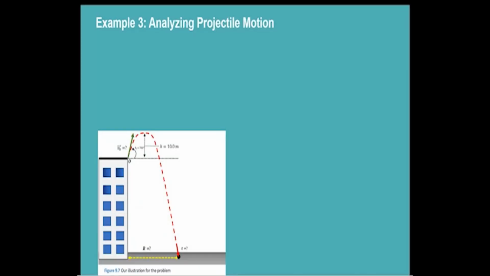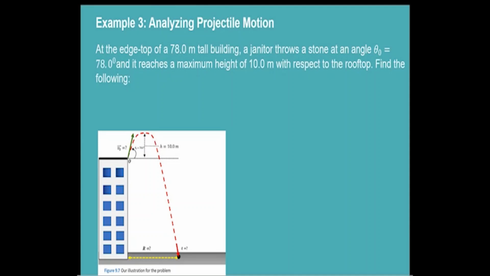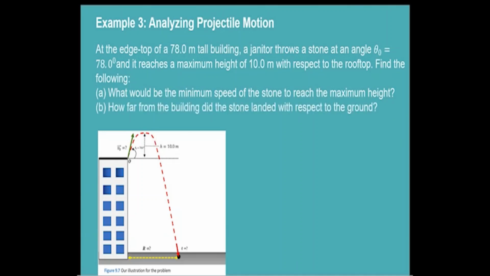Solve example number 3. At the edge of the top of a 78.0-meter tall building, a janitor throws a stone at an angle of 78.0 degrees, and it reaches a maximum height of 10.0 meters with respect to the rooftop. Find the following. A. What would be the minimum speed of the stone to reach the maximum height? B. How far from the building did the stone land with respect to the ground? And letter C. How long is the stone in the air before reaching the ground? You may pause this video for a while to solve the problem.